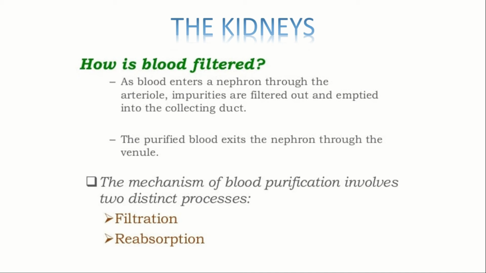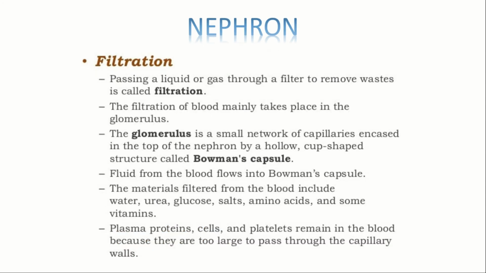So here we need to know how the blood is filtered. As blood enters the nephron through the artery, impurities are filtered out and emptied into the collecting duct. The purified blood exits the nephron through the venule. The mechanism of blood purification involves two distinct processes. First is filtration and the second is reabsorption.